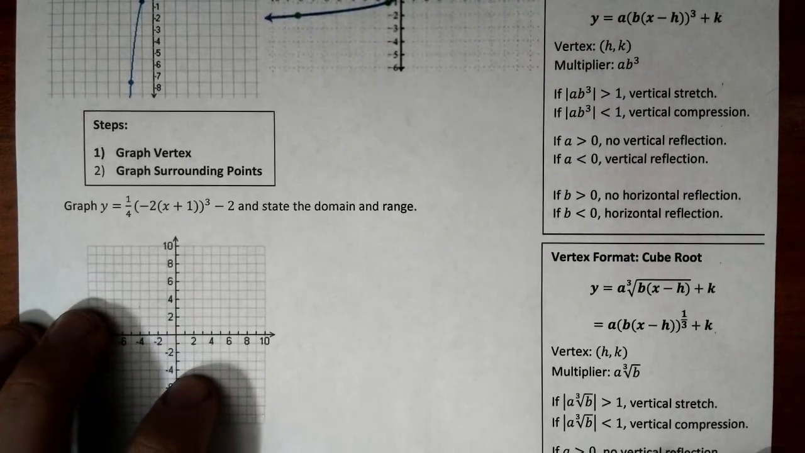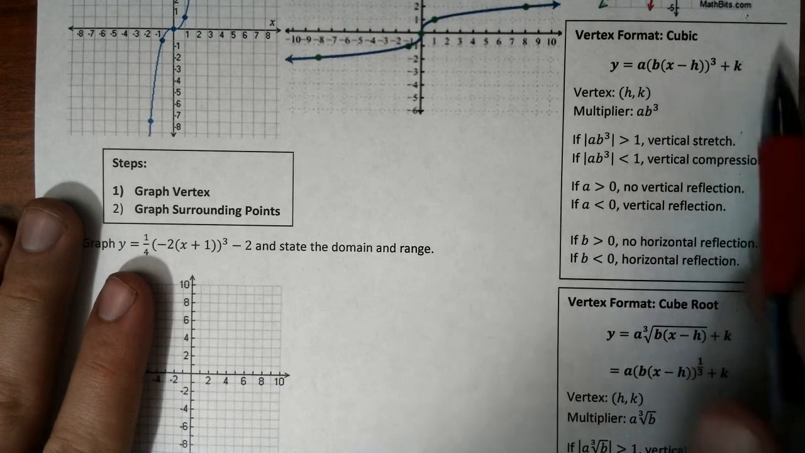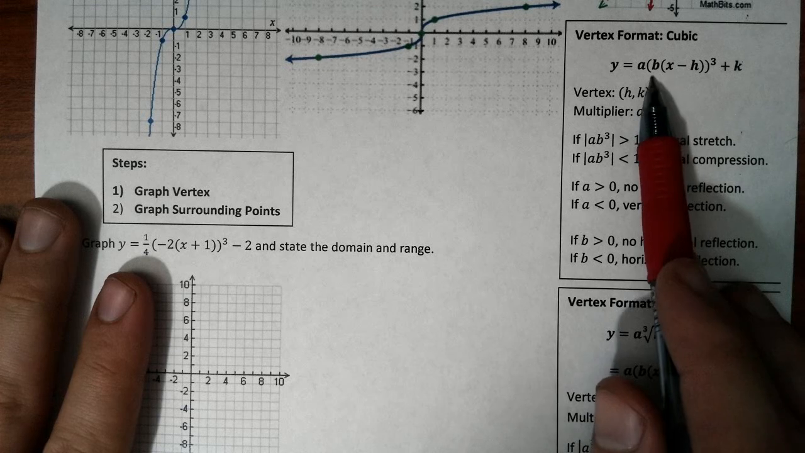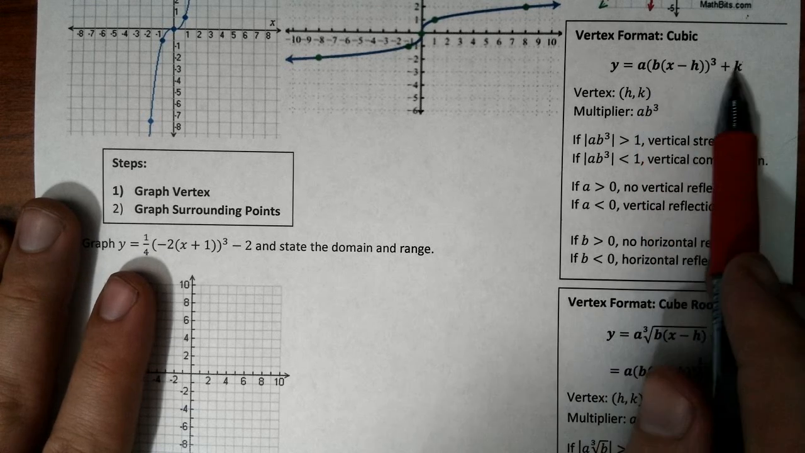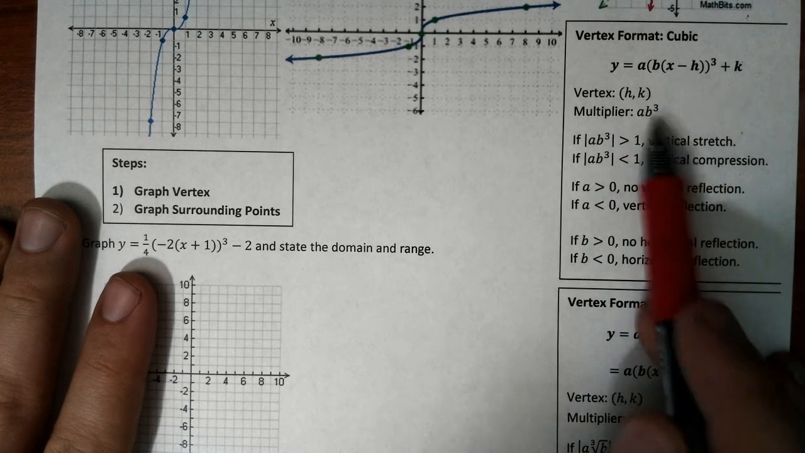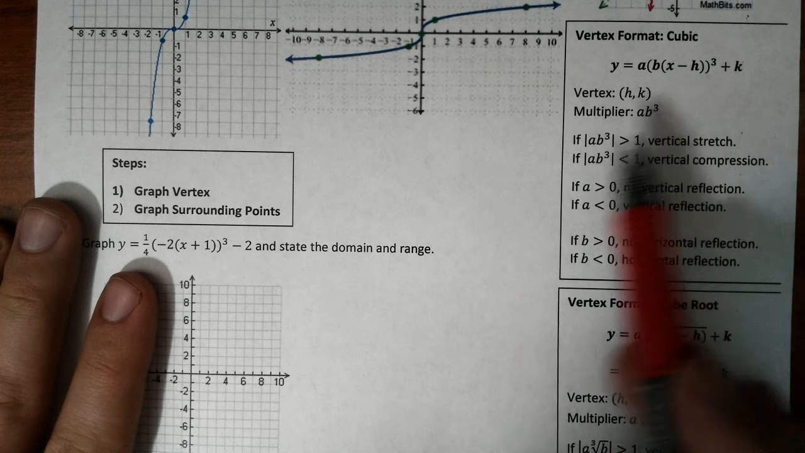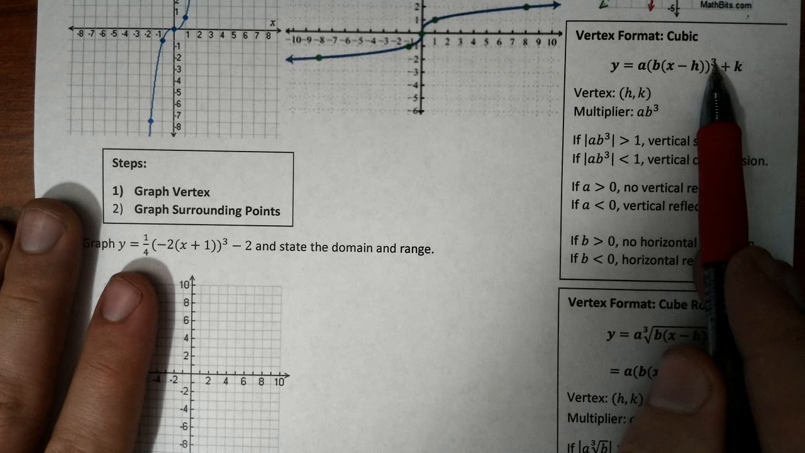And here's some general format for our functions. So we can look over here, we see this is our cubic format, and notice it's incredibly similar to the square functions and the square root functions we've been plotting, right? We have h and k, which are going to be our vertex. Our multiplier is going to be a times b to the power of 3, and the reason why is because this b is caught up under the power of 3, right?